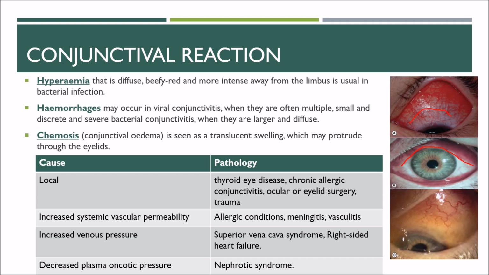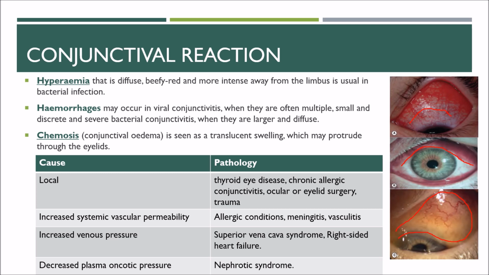Acute chemosis usually indicates a hypersensitivity response, for example pollen, but can occur in severe infective conjunctivitis. Subacute or chronic chemosis has numerous causes, as is illustrated in the table here. The picture here depicts chemosis. You can see the edema of the conjunctiva in the whole area.